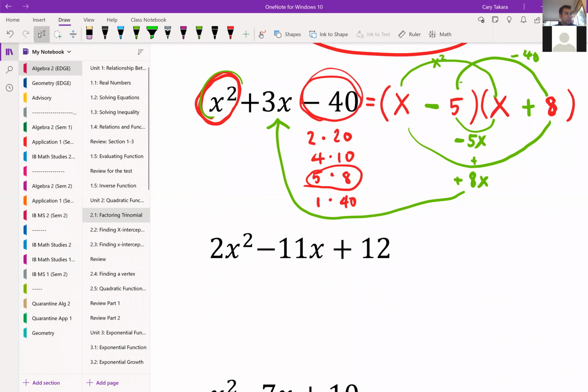You guys ready for the next one? And this one is a little bit different now because there is that 2 in front of x squared, but the process is still the same. Okay, you guys ready?